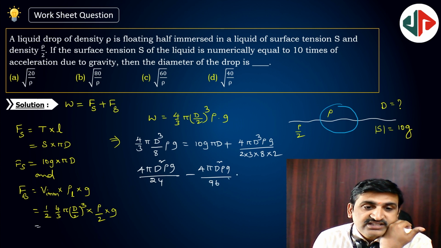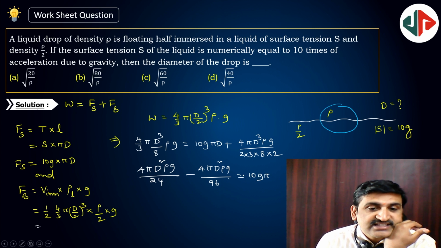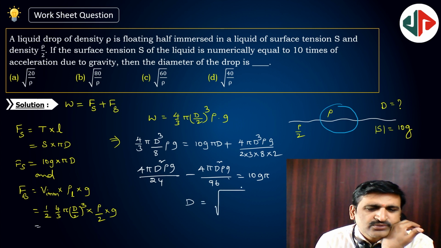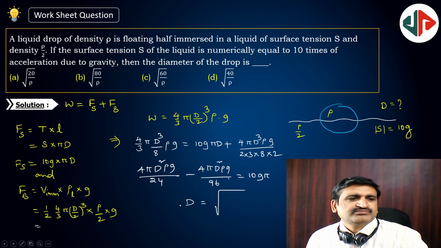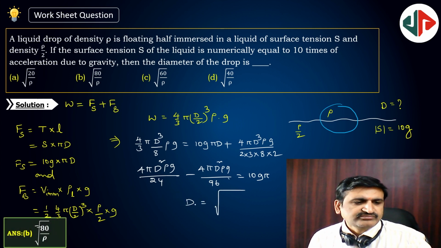Is equal to 10g pi d, I cancelled, and g pi also gets cancelled, right? Okay, you can do it. D is equal to some root of, what will come, 80 or 20? 80 by rho. That's it.